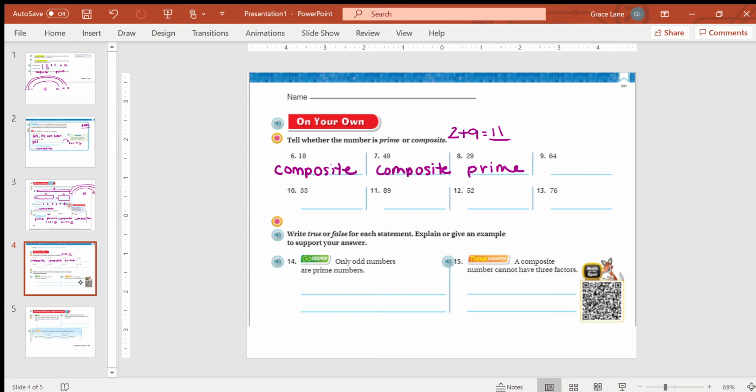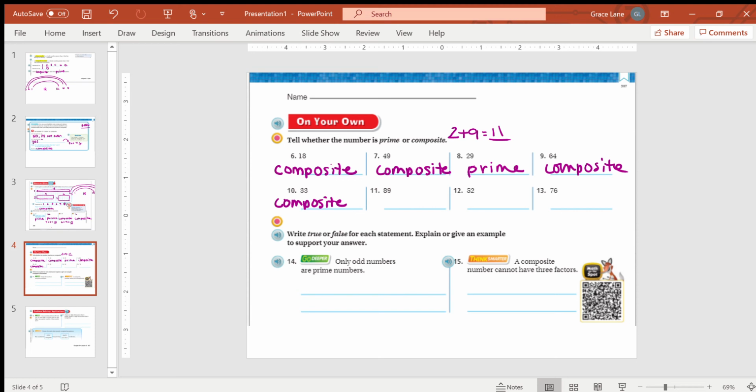Number 8 is composite because 8 times 8 is 64. I hope you guys have tried these on your own because otherwise you're going to think I'm going really fast. But 33 is composite because I know that 11 times 3 is 33.